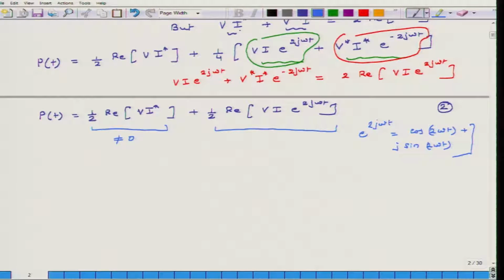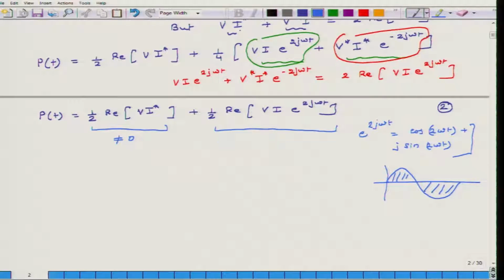0, right. For instance, over one cycle, cosine omega t or sine omega t is something like this, and if I take its average, this area will cancel out this area. So, the average of the sine term is 0 and the average of the cosine term is also 0, and V and I are constants. So, the overall average of this term over one cycle is 0.